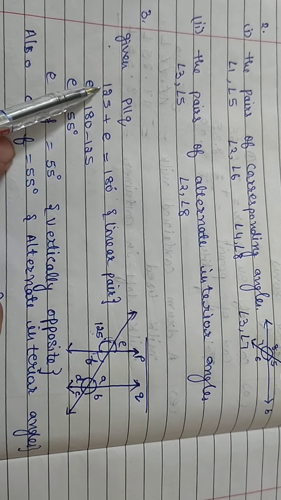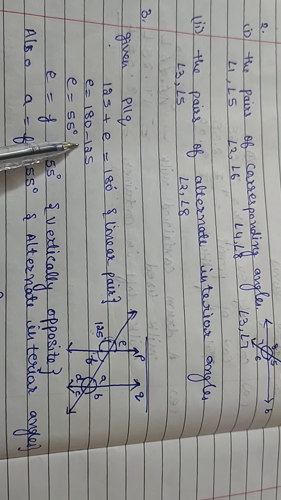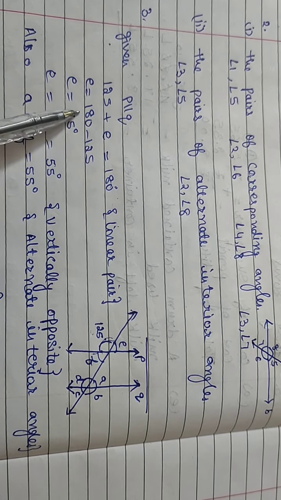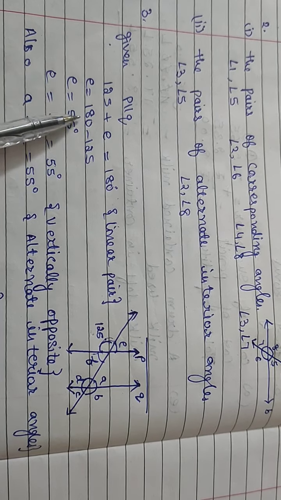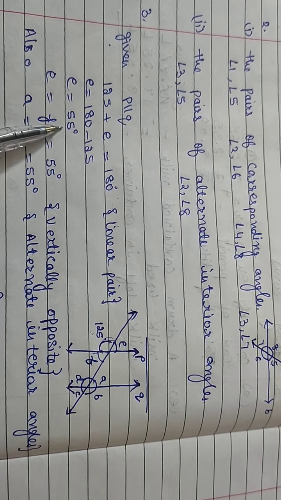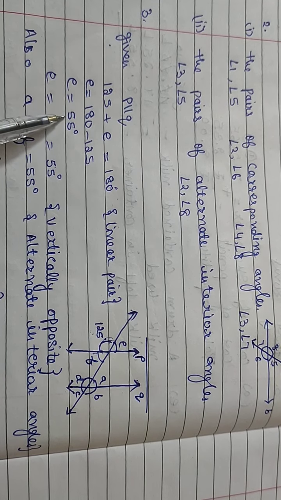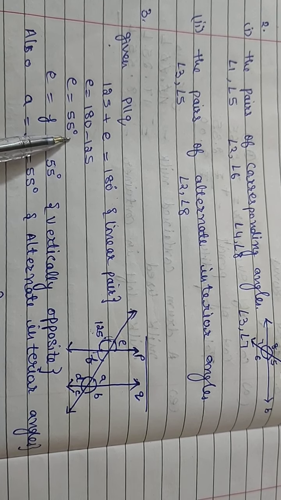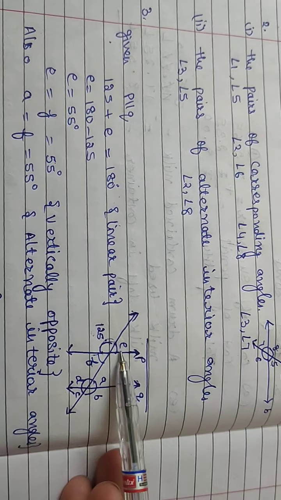If you transpose this to the right side, the sign will be changed. So 180 minus 125. If you subtract both the numbers, you will get the value of E, that is 55 degrees. Now I got the value of E.